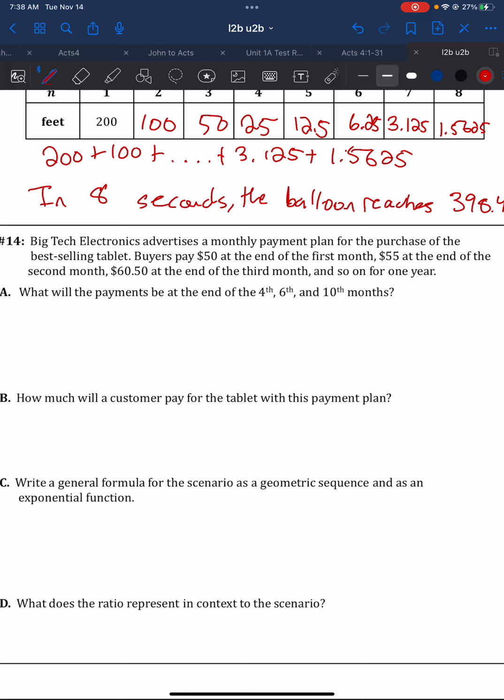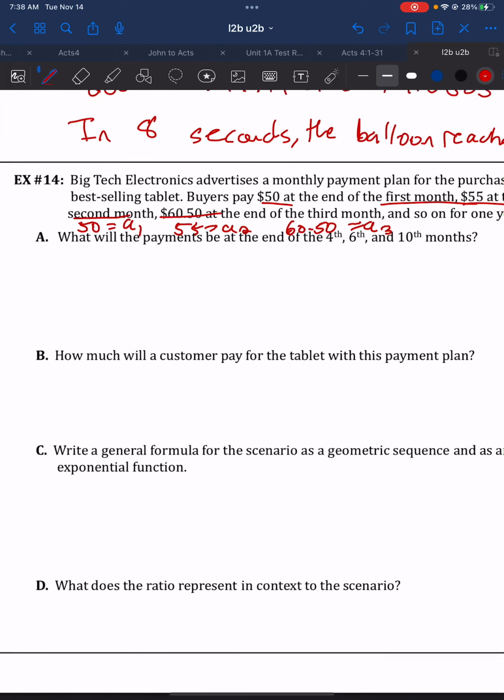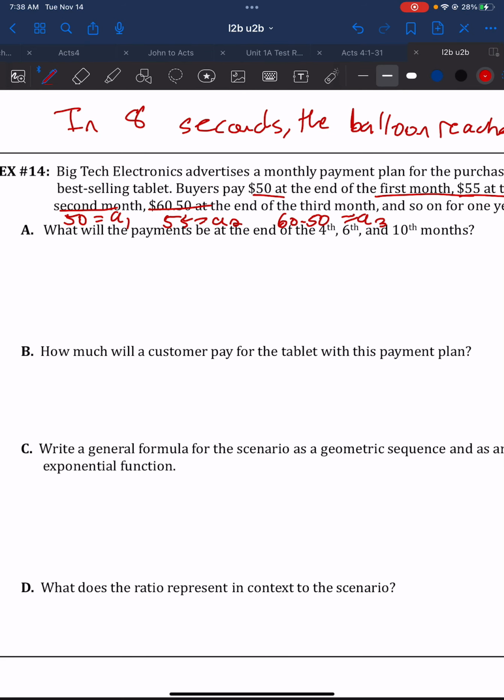Okay, last one. We have Big Tech Electronics advertises that the monthly payment for the plan of the purchase is best-selling tablet. Buyers pay $50 at the end of the first month, so 50 is term 1. I'm just going to write that down. 50 equals A1. 55 at the end of the second month, so 55 equals A2. 60.50 is A3. And so on for 1 year. And it wants to know what the payments will be at the end of the 4th, 6th, and 10th month.